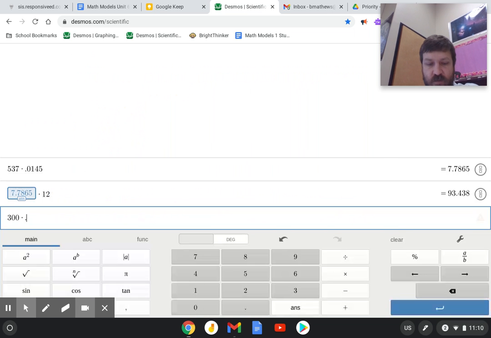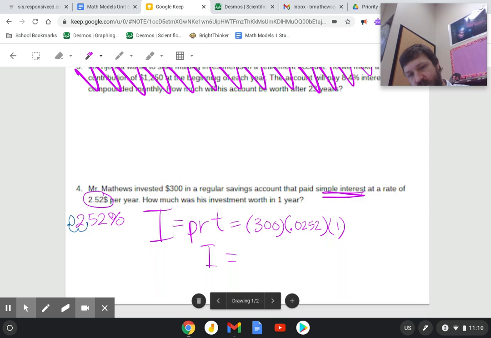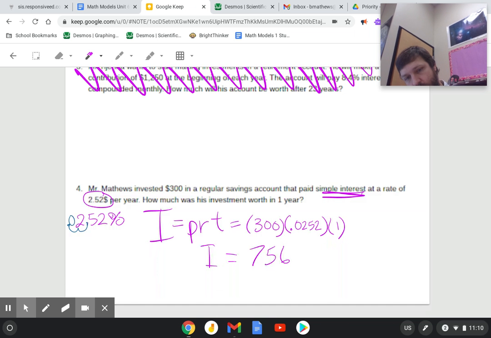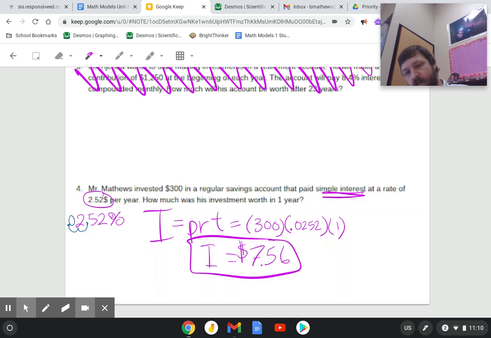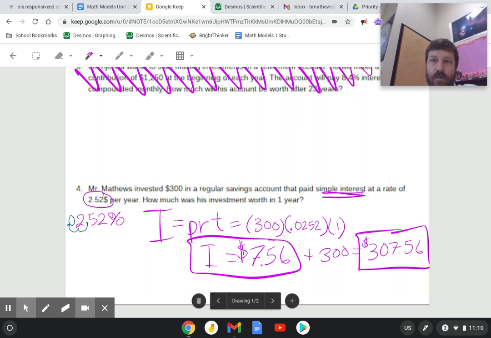300 times 0.0252 times 1, which isn't really going to affect the answer, is $7.56. And so that is the amount of interest earned, but then you have to add that to the original. And so the real final answer is $307.56. That's how much the investment will be worth at the end of that time period, because you'll have the original amount plus the interest you earned.